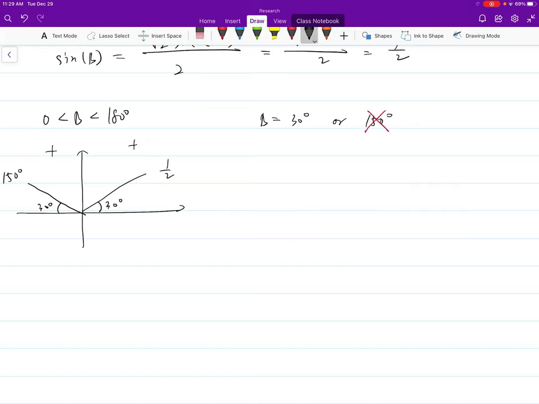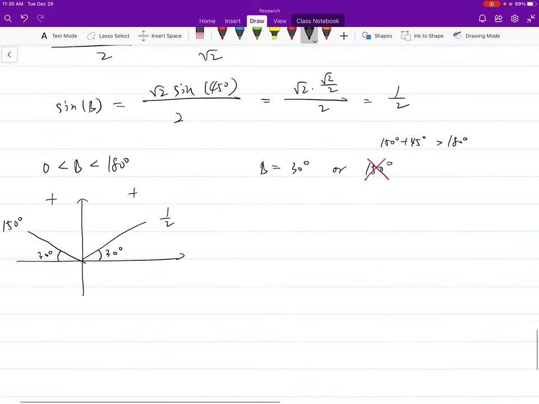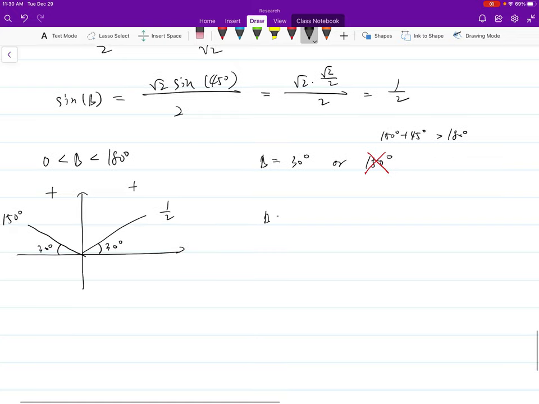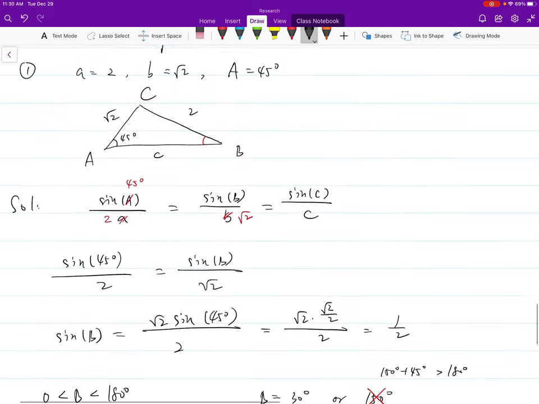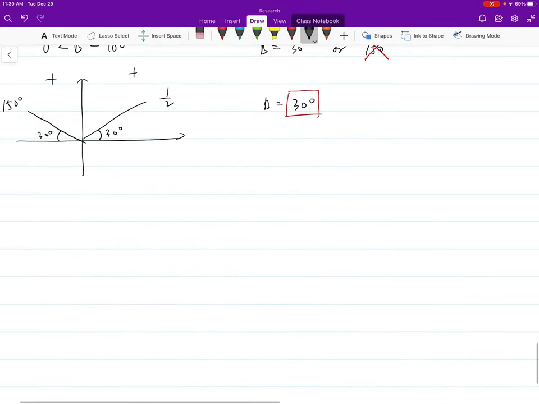So even though you have both answers, automatically you should cross this out. And the reason is because 150 plus 45 is bigger than 180, so this is not possible since you already have a 45. Therefore, B is 30. Okay, so we went through all the trouble. We find B equals 30. That's the first one.